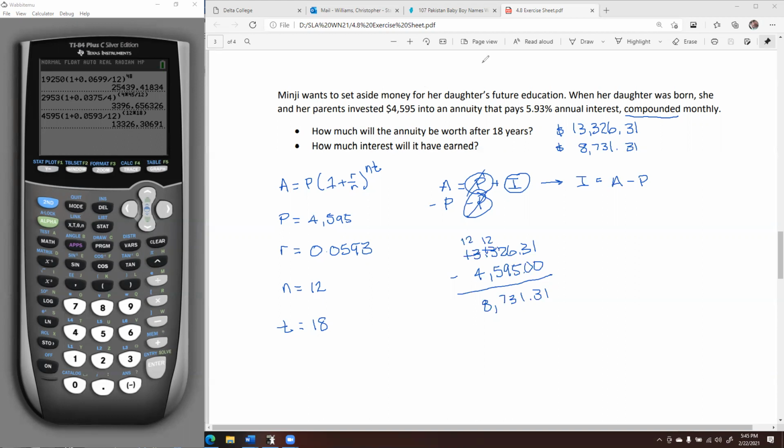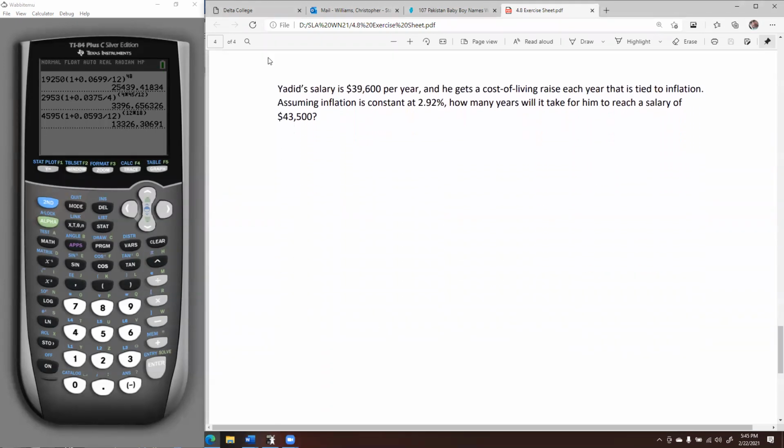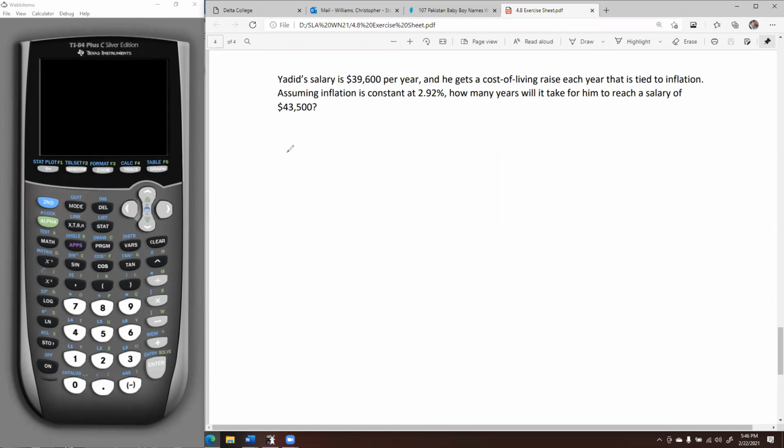All right. Moving on to our fourth and final exercise. Yadid's salary is $39,600 per year, and he gets a cost of living raise each year that is tied to inflation. Assuming inflation is constant at 2.92%, how many years will it take for him to reach a salary of $43,500? Okay, so what I want you to do now is pause the video, decide which formula we're going to use, and get all your variables set up. And I'll catch you on the other side of the break.